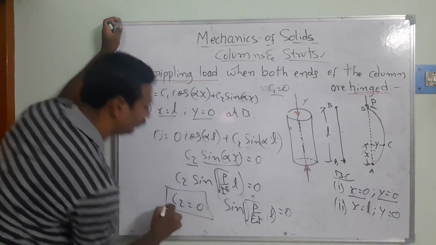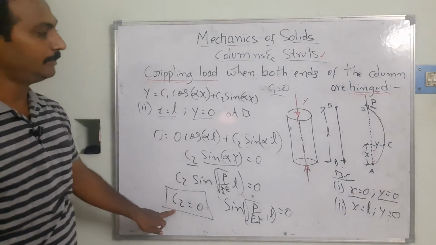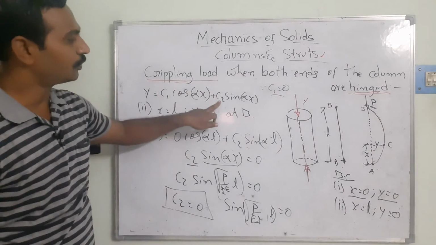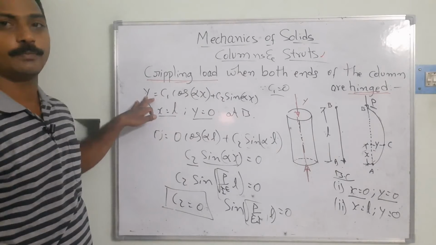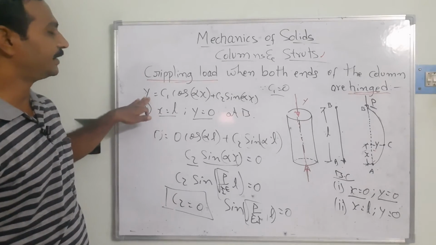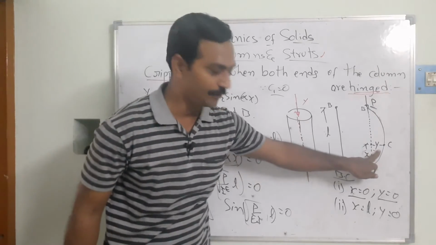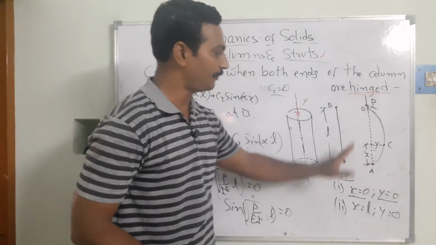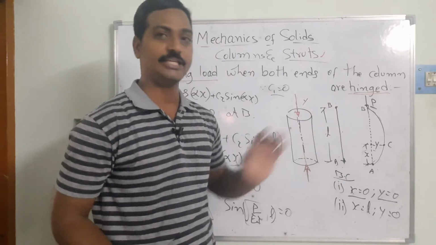If c2 is equal to 0, then what will happen? If c1 is equal to 0 and c2 is equal to 0, then y is equal to 0. Are you getting it? So finally the deflection we have shown is not deflected. That means the column, that member, is going to remain as it is.